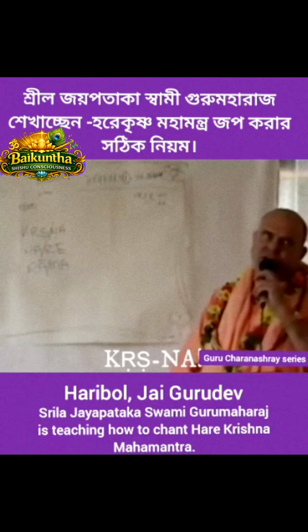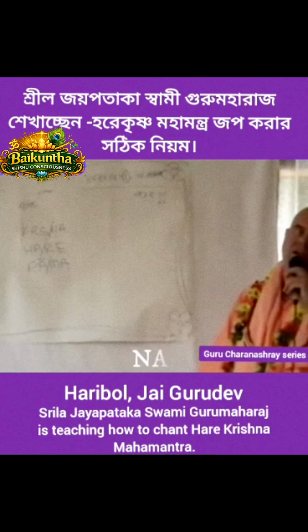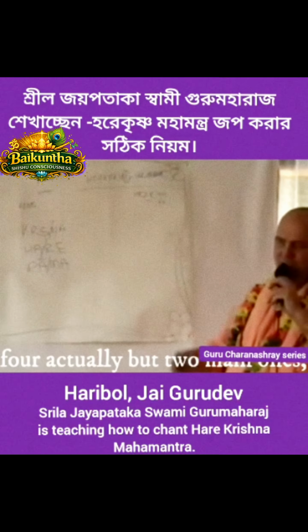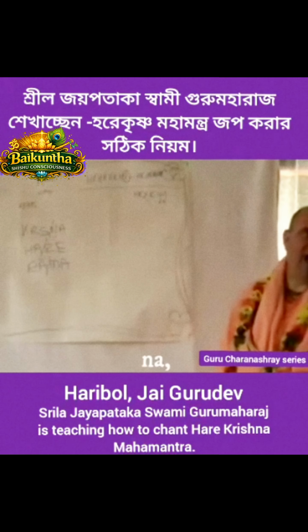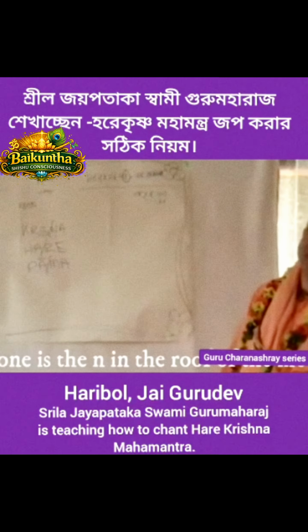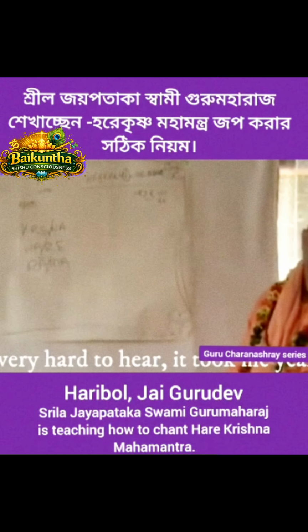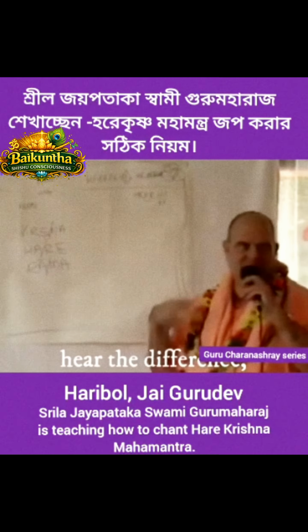Krishna, Krishna. There are not just 2 N's in Sanskrit, 4 actually, but 2 main ones. The one is with the tongue on the teeth, Na. The one is with the tongue in the back of the roof of the mouth, Na. It's very hard to hear. It took me years to be able to hear the difference, but there's a difference.